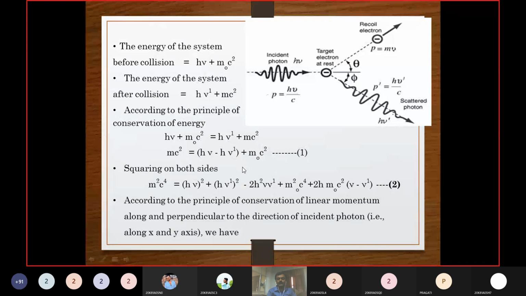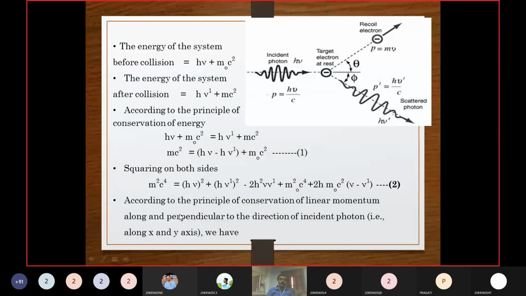So if you substitute those terms here, we'll get this equation. In those two terms, 2h m naught c square is common. If you take it common, we will get nu minus nu dash. Okay, let us take this as equation number 2.